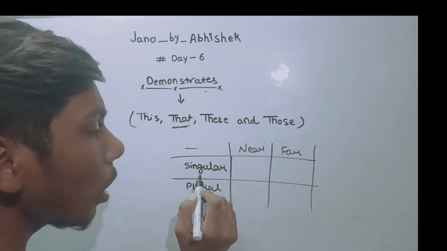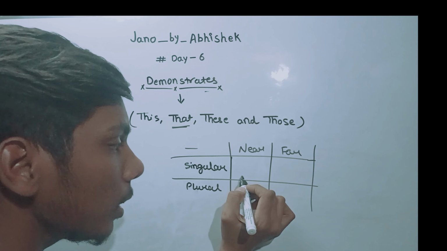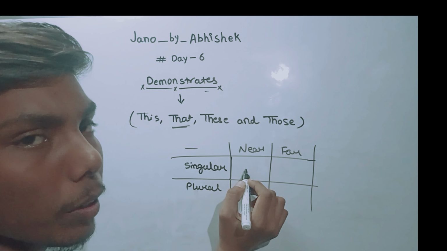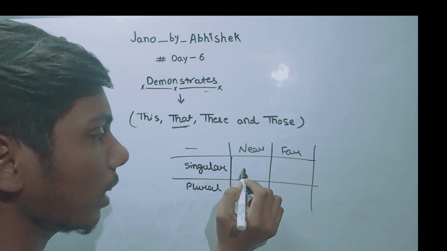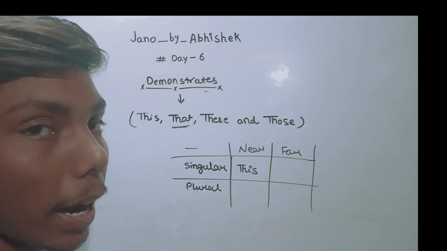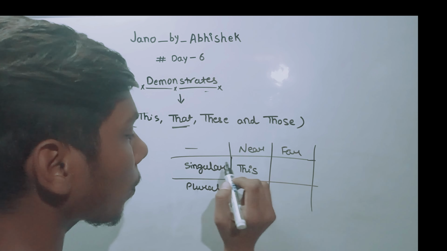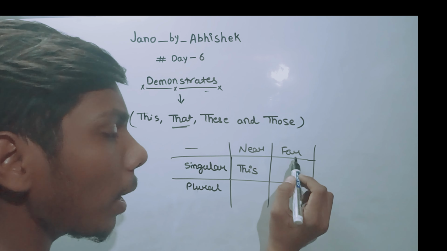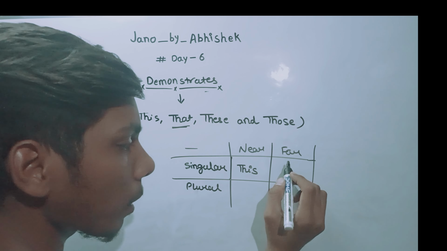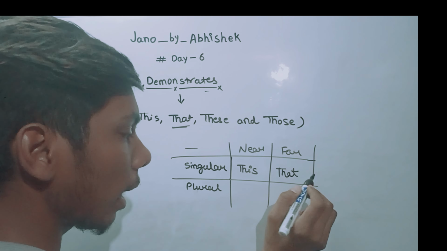Okay, singular. When the object or the person is near to us, and it is singular, what will we use? Yes, correct, we will use this. And when the object or person is singular but far to us, what will we use? Good, that.